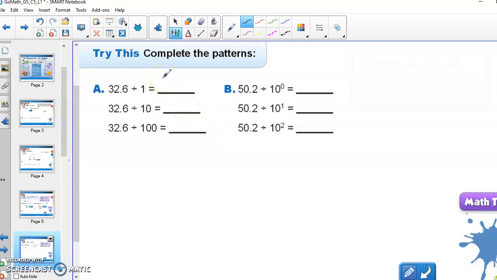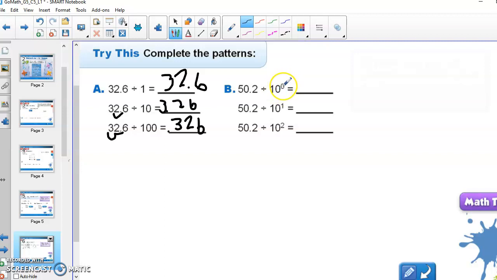All right, so let's see if we get the same answers. I know when I divide any number by 1, I'm coming up with the same dividend, or the same number, 32.6. When I divide by 10, 10 has 1 zero in it. I'm moving the decimal over to the left 1 time, so it's going to give me 3.26. And when I divide by 100, the next power of 10, I'm going to move the decimal to the left 2 times because 100 has 2 zeros. So it's 0.326.